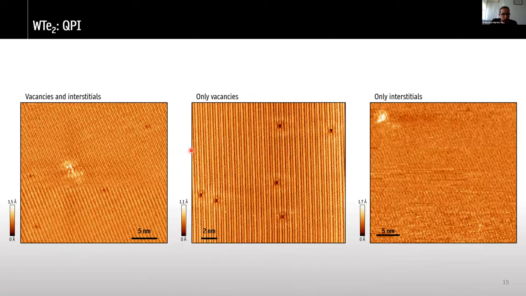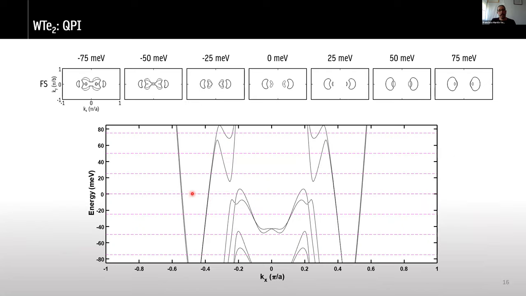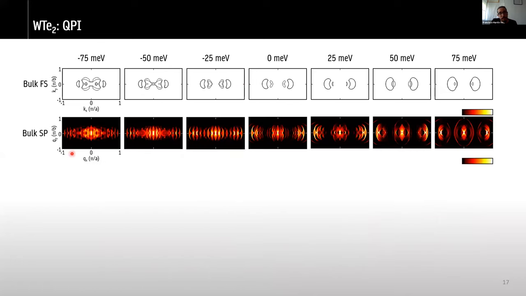We perform this analysis in three different regions. Here we have both types of defects, vacancies and interstitials. Here we only have vacancies. And finally, here we only have an interstitial up there. These are the constant energy contours of the Fermi surface inside the first Brillouin zone, for some representative energies, and they were extracted from the bulk band structure calculations, and we can follow the evolution of the electron and hole pockets. From these contours, we can calculate the scattering probability maps, and these maps show very complex scattering patterns, and the evolution of this pattern is mainly one-dimensional, so really along kx.